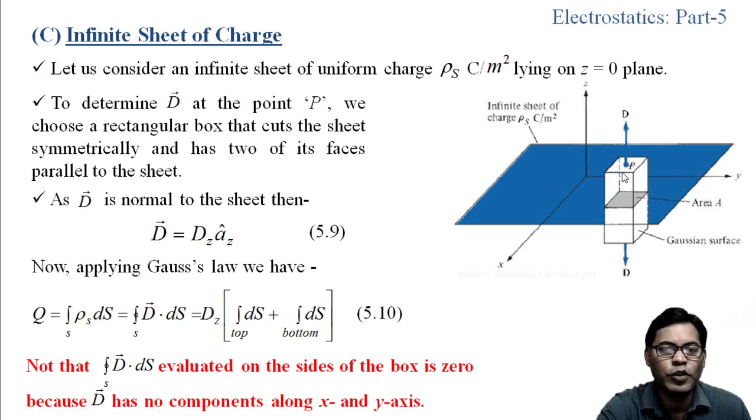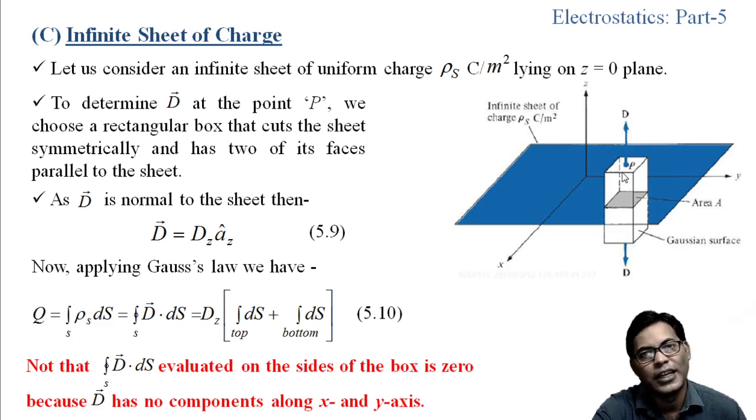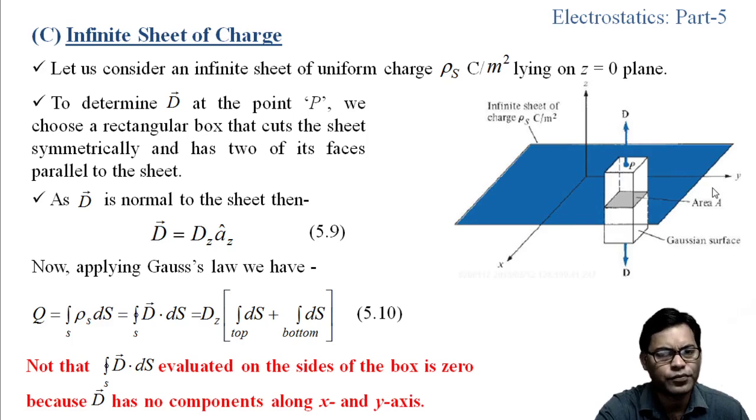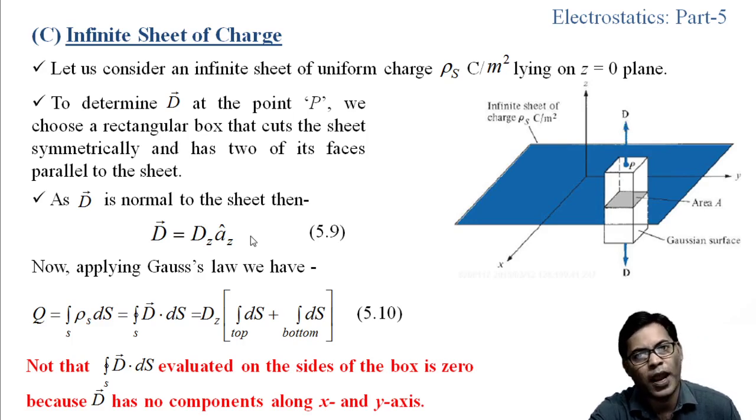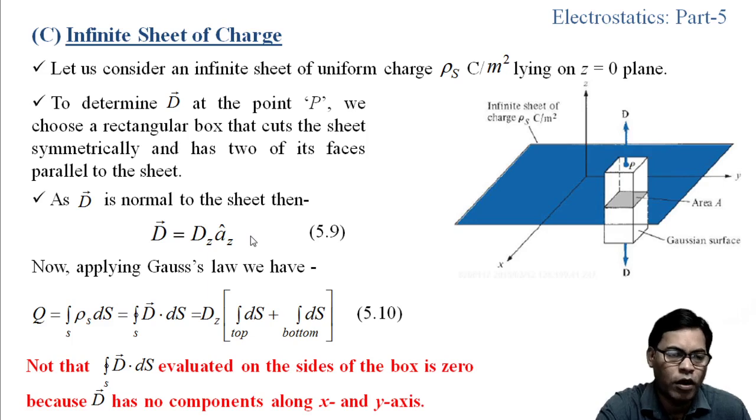Here you know that the direction of the flux density will be normal to the surface area of the xy plane. So D equals D_z a_z because it will be along the z direction, that is why we have taken D equals D_z a_z. Now we are going to apply the Gauss law, that is Q equals the surface integral of D dot dS. Here we want to find out Q.